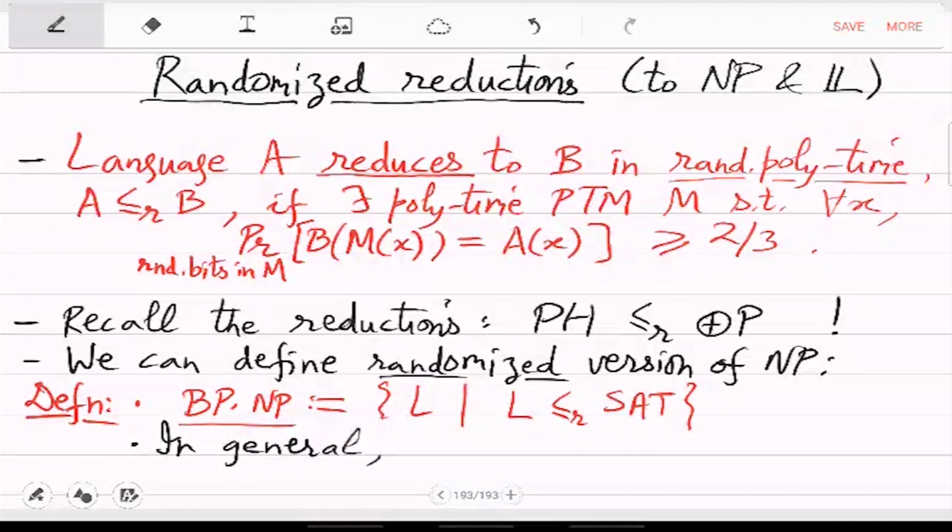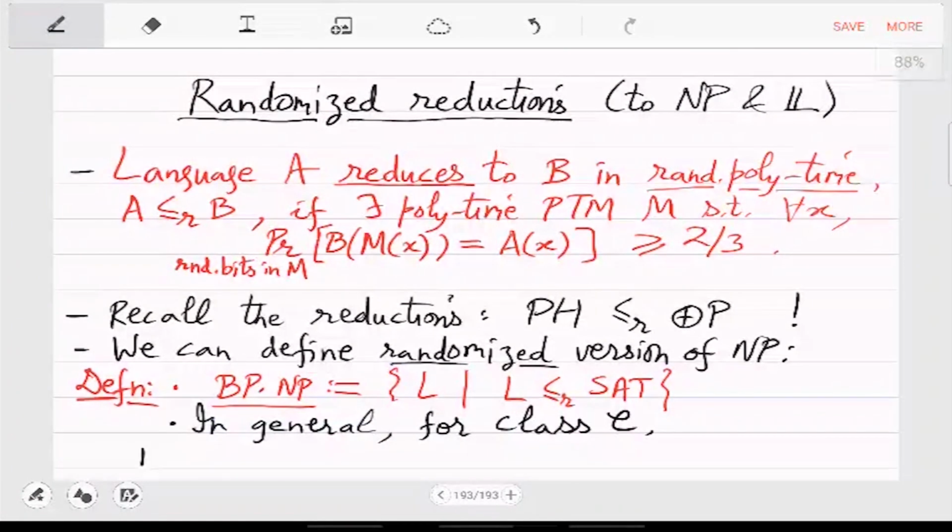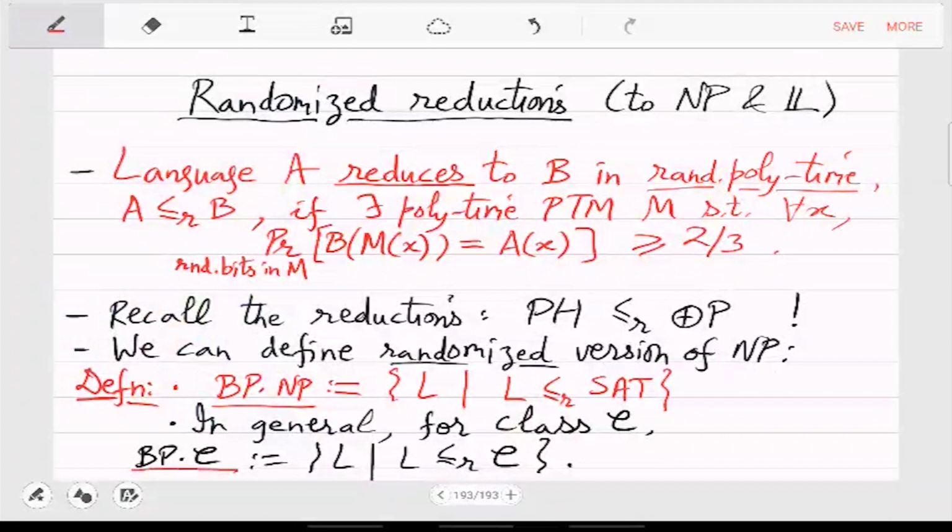So in general, we can define for any complexity class C, BP.C to be the set of those languages that reduce to C. So BP is a new operator, and of course it's an open question whether BP.NP is NP.